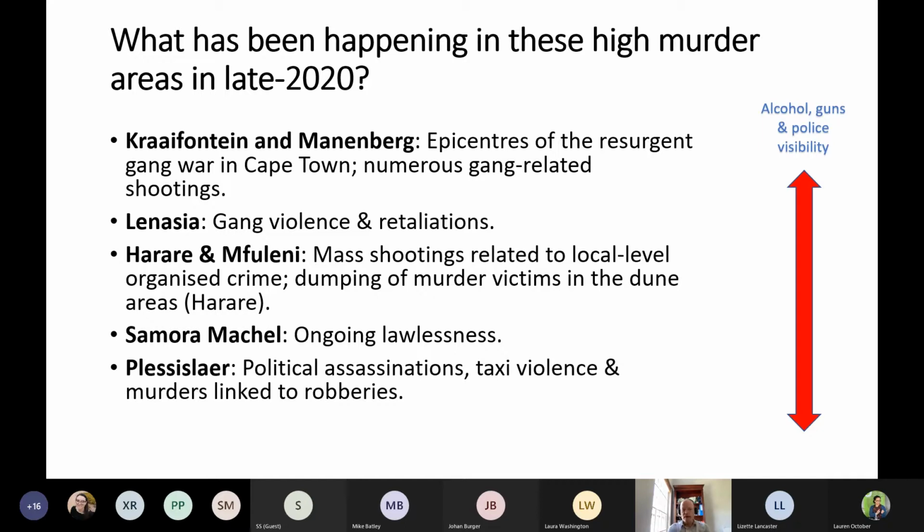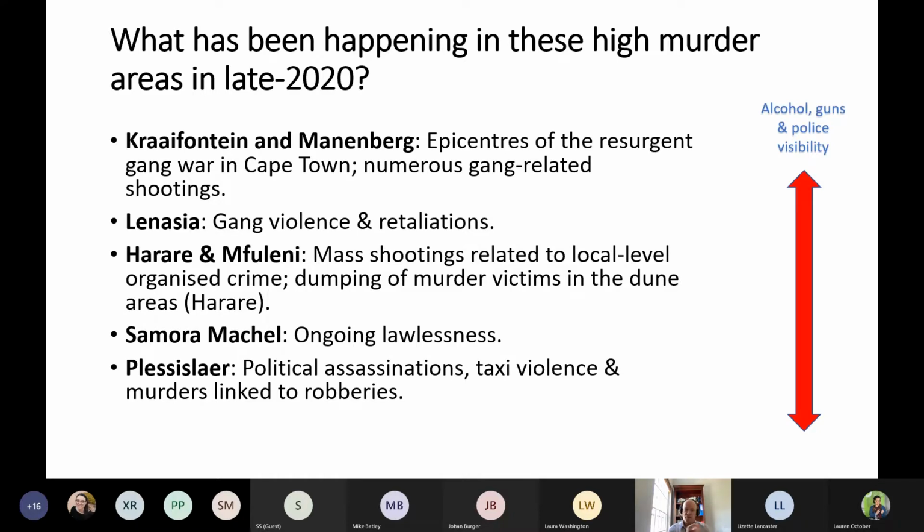So this is based on some publications, but largely on media reports and on police reports, to try and see if there is anything specific going on in these places that can explain such increases in the murder incidences over the most recent quarter.